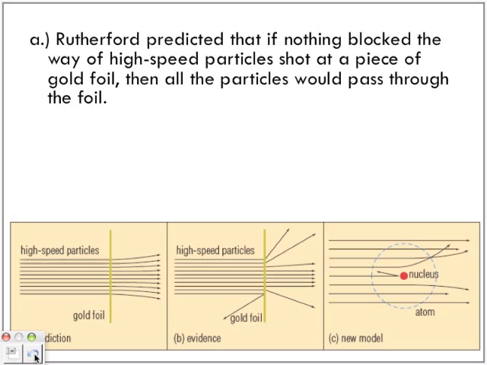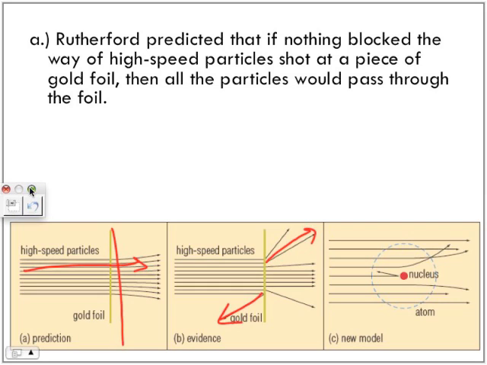Rutherford predicted that if nothing blocked the way of the high-speed particles shot at a piece of gold foil, then all the particles would pass through the foil. So this was his prediction: here's my gold foil, they're all going to pass through. But what he noticed, and here's the evidence, was that some were deflected and some bounced back. That was his evidence.